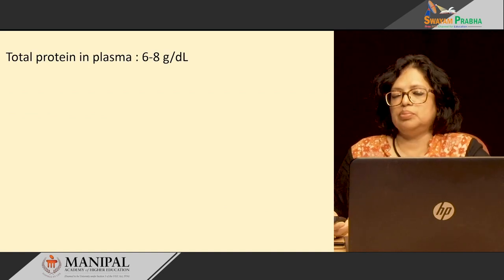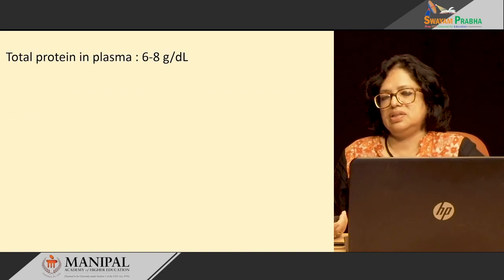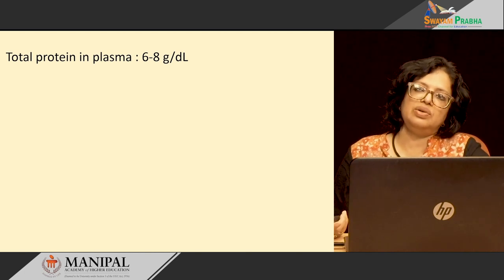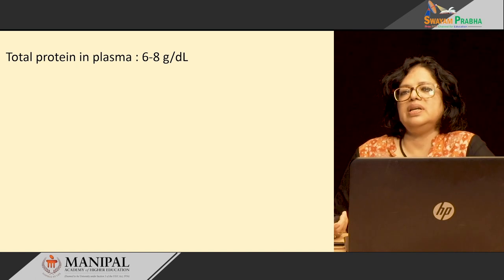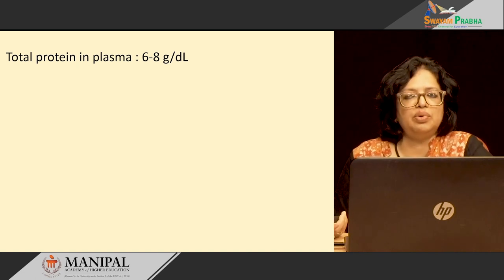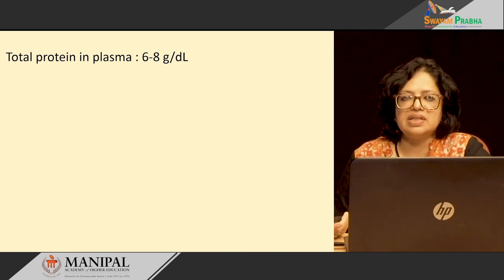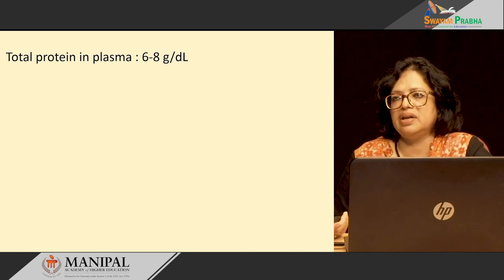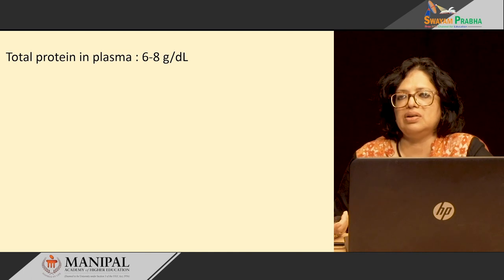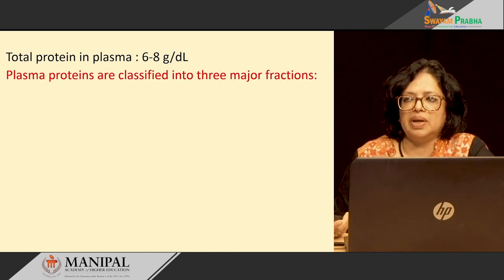Now, what is the plasma protein concentration? It is around 6 to 8 grams per deciliter. And clinically, it is very important to measure the total protein concentration because it gives us some idea about the disease process that is going on. That is why we should know the total protein concentration in plasma.